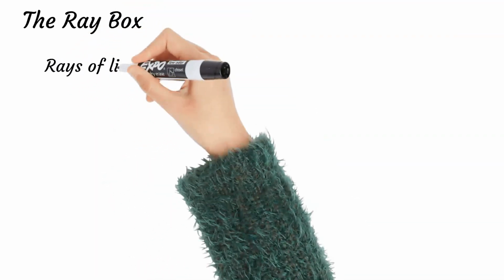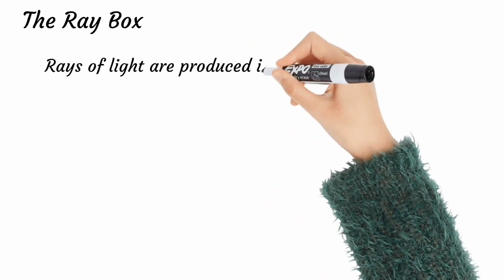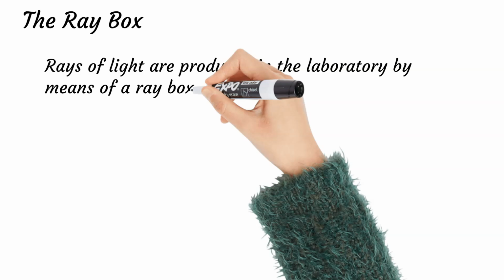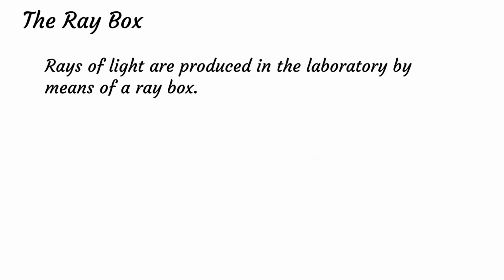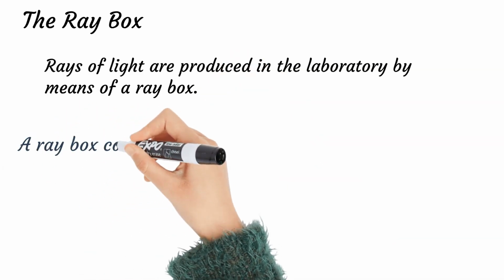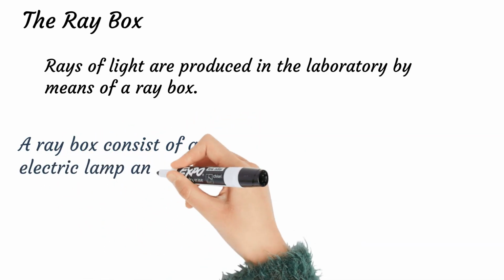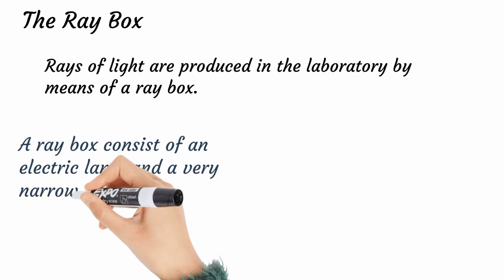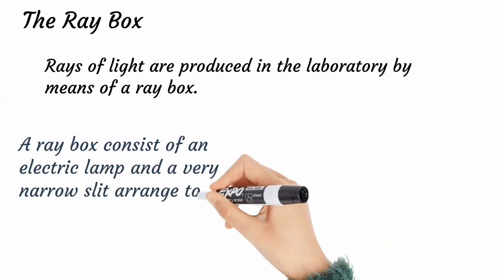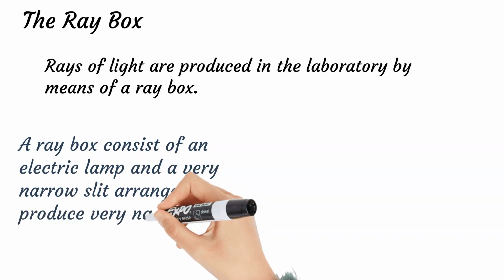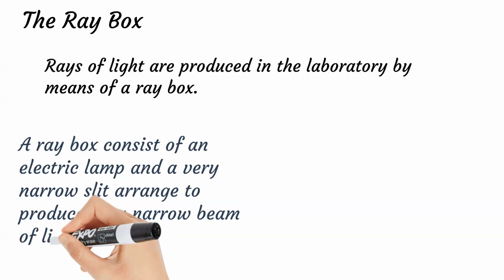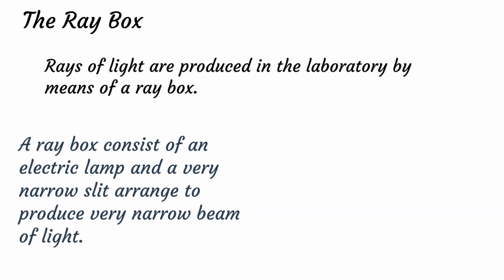The ray box. Rays of light are produced in the laboratory by means of a ray box. So we use the ray box to produce rays of light in the laboratory. A ray box consists of an electric lamp and a very narrow slit arranged to produce a very narrow beam of light. All right, you can see the box.